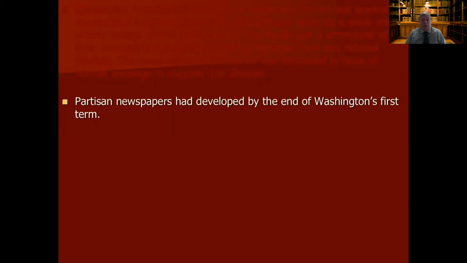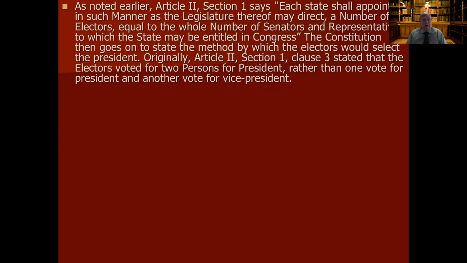Partisan newspapers had developed by the end of Washington's first term. These partisan differences led to difficulties concerning the method of selecting the president early on. As noted earlier, Article 2, Section 1 says, each state shall appoint in such manner as the legislature thereof may direct a number of electors equal to the whole number of senators and representatives in which the state may be entitled in Congress. The Constitution then goes on to state the method by which the electors would select the president.